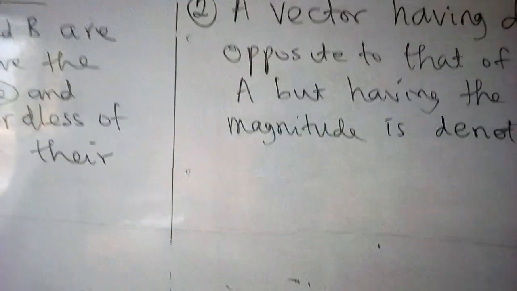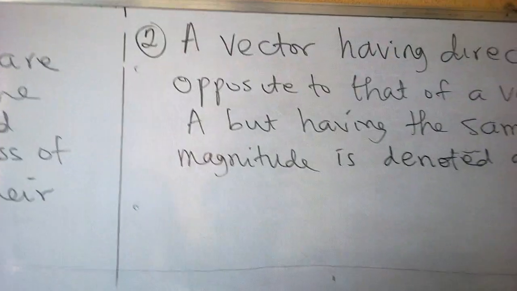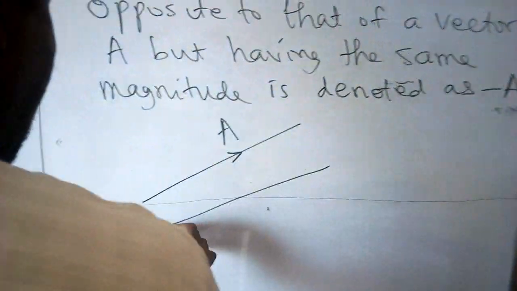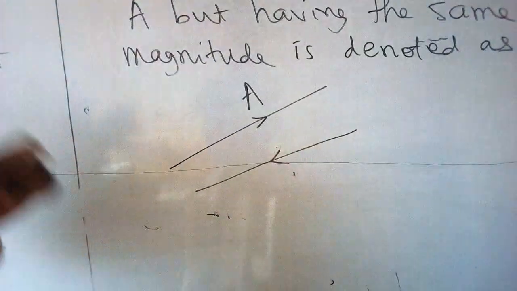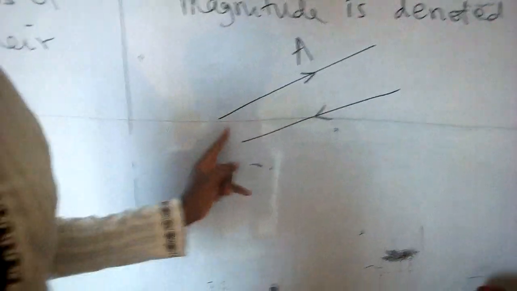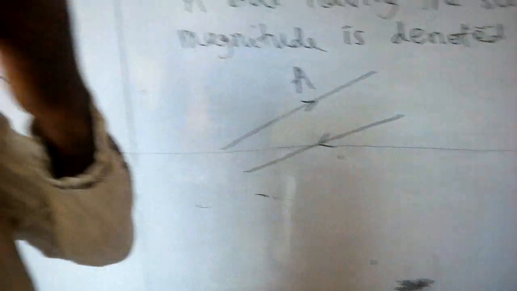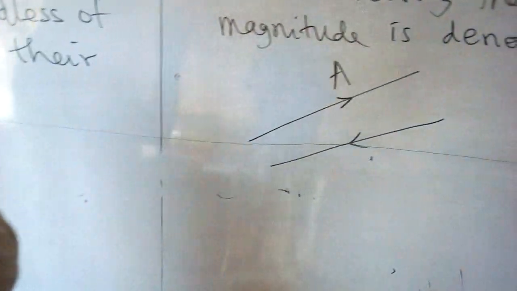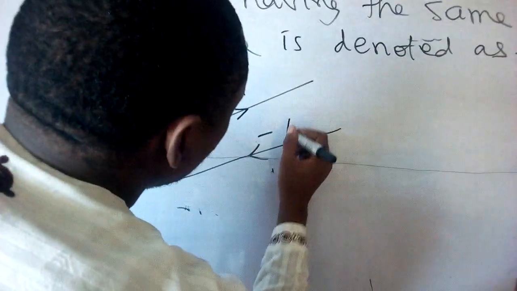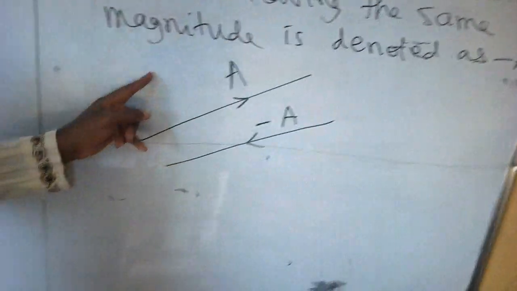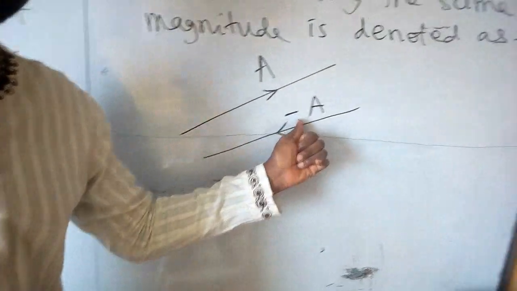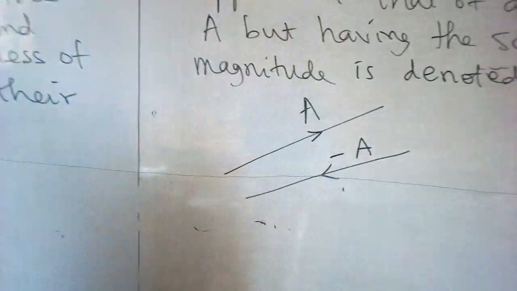What are we saying here? Let's say vector A is going this way. We now have another vector having the same magnitude, but in the opposite direction. Such a vector will be negative of the initial vector. So in vectors, when there is change in direction, we indicate it with a negative sign.